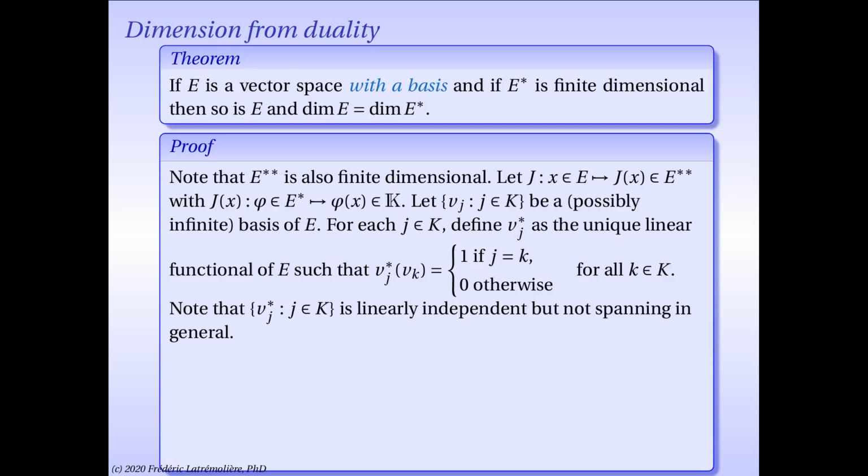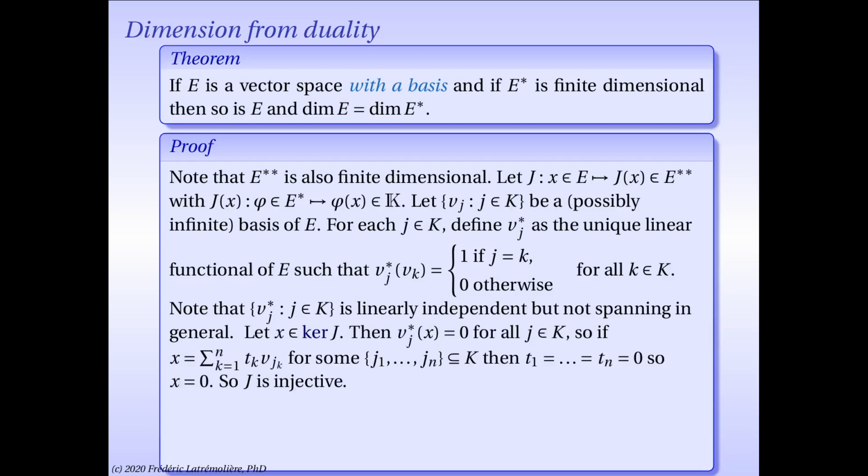The reason is that you can certainly have an element of the dual of E which assigns non-zero values to every single vector V sub j. And so if the set K is infinite, then it would not be possible to write such a linear functional as a linear combination of the vectors V star j.